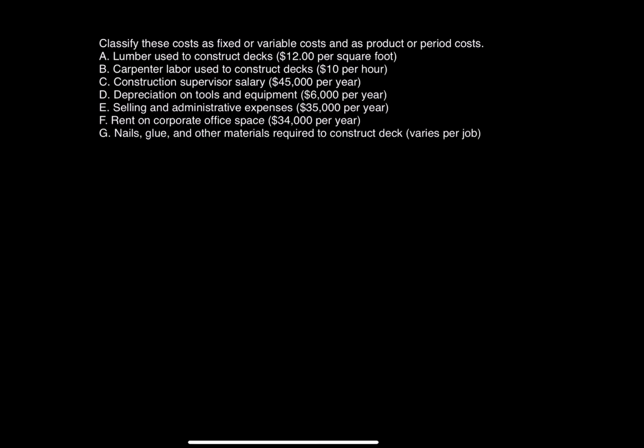Let's try to classify the following list of costs into either variable or fixed costs and as product or period costs. So let me just draw a small table right here. So we're going to have fixed cost, variable cost, period, or product. Yes? So this is going to be our solution table. So let's start with the very first one, and that is the A.